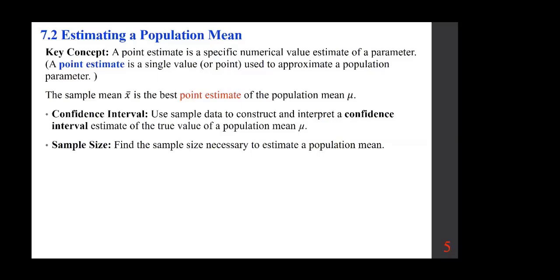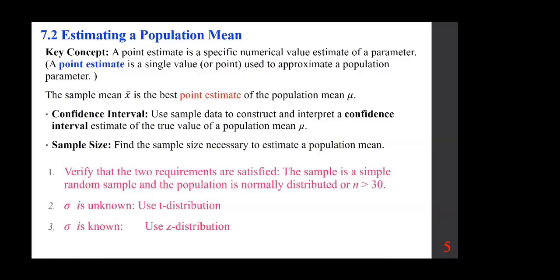So we use X bar, we make up a confidence interval based on a sample given to get to the confidence interval estimate of the true value of a population mean. We can also find the sample size that is necessary to estimate a population mean. Verify that the two requirements are satisfied. The sample is a simple random sample and the population is normally distributed, or n is greater than 30. Sigma is unknown, use t distribution. Sigma is known, use z distribution.